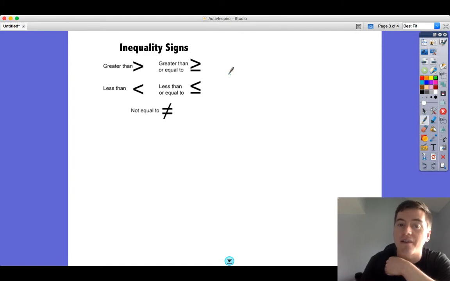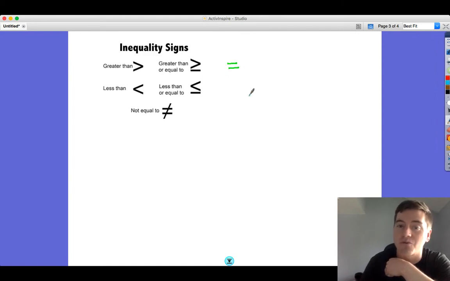We know that this guy means equal to because it's just the equal sign, except it's taken that top bar and made it an inequality sign, right? It's the same thing. It's just got that equal sign. The top part is now a less than. This means less than or equal to.